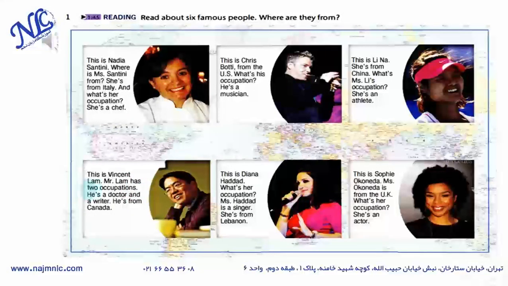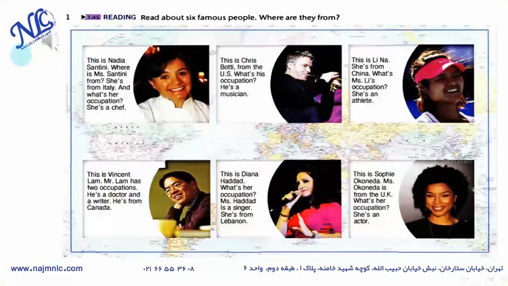Because we have 2, we add S at the end of occupation. So what are the occupations? Good. He's a doctor and a writer. And where's he from? Oh, thanks. He's from Canada. Next one, please.